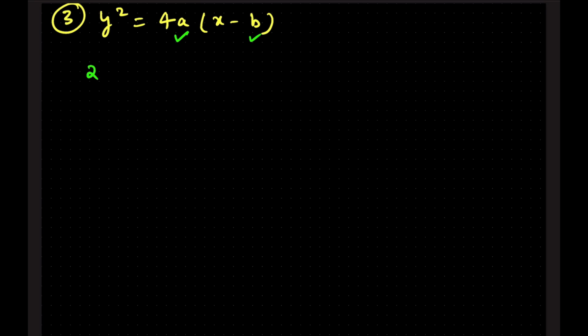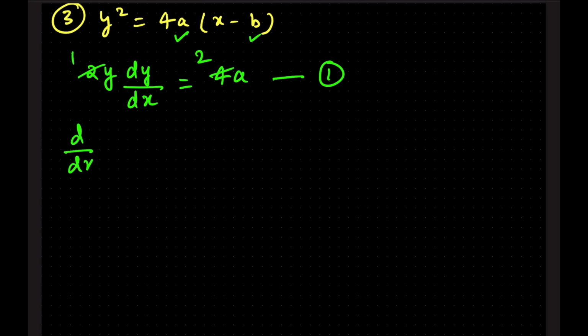So when you differentiate it for the first time, you will get 2y into dy by dx. Actually we are differentiating with respect to x on both sides, and on this side you will get 4a, and this 2 you cancel from both sides. So this is your first equation. Now you have to differentiate it one more time. So if you see, applying the product rule, we are differentiating with respect to x only on both sides, and you will get 0 on this side.